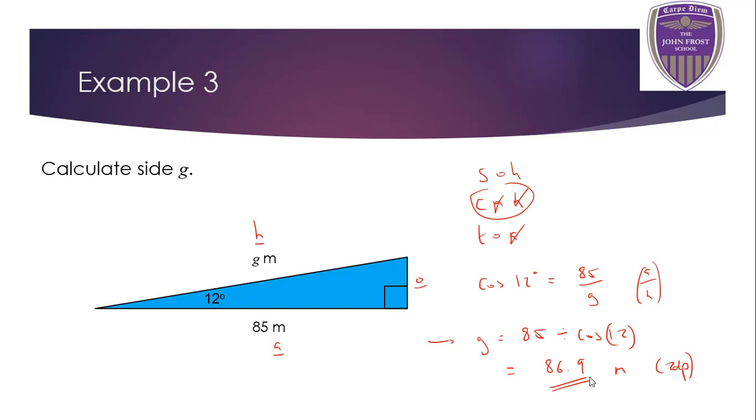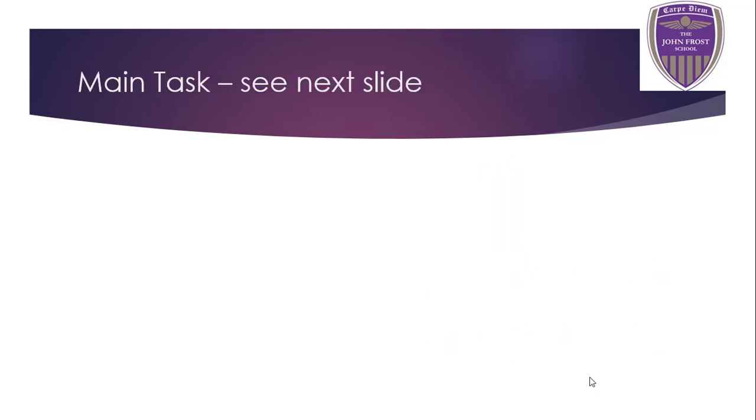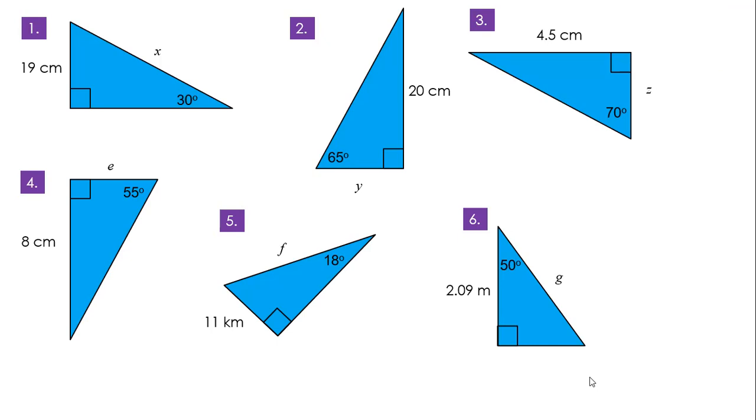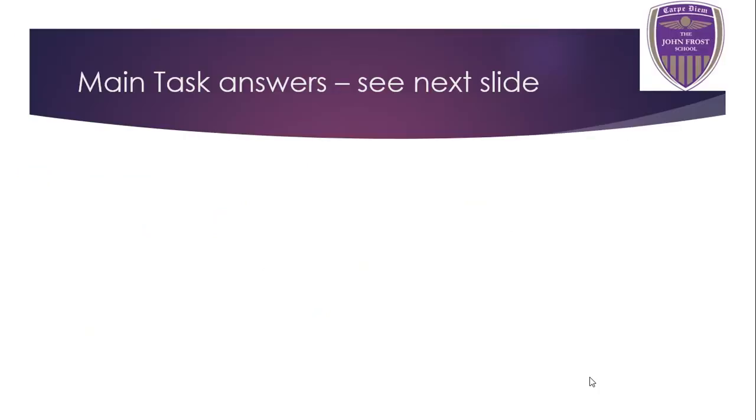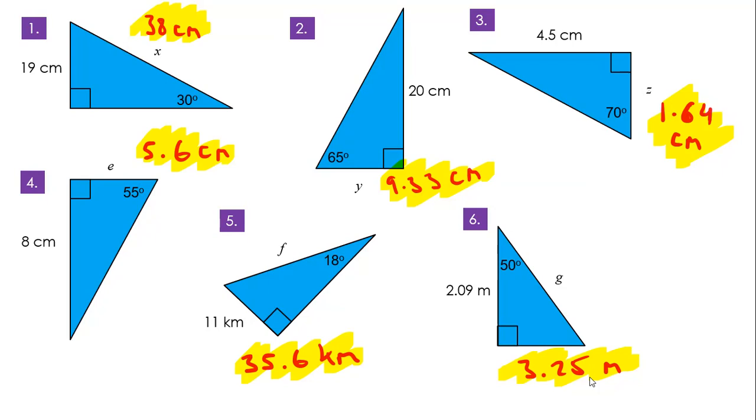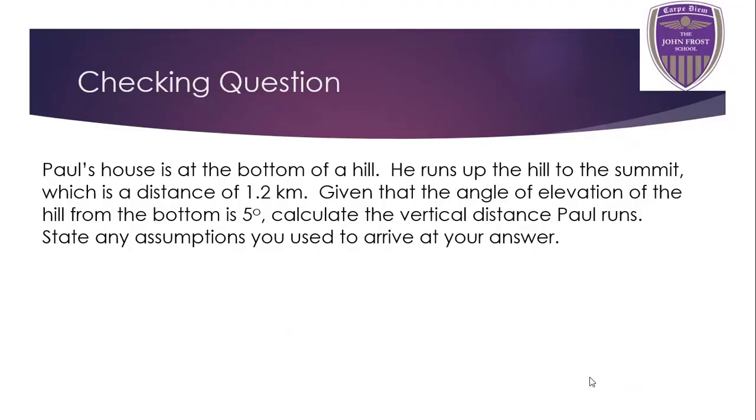Right then, the main task is here. So pause it, have a go at these 6 questions, and then come back when you're ready. Okay, welcome back. Here's all the answers here. I've gone to 2 dp where appropriate, so make sure you mark those. And once they're all marked, we'll go on to the checking question. Okay, so here's the checking question. Pause it, and then take a look at it. Perhaps try and draw a picture like we often do, and then come back when you're ready.